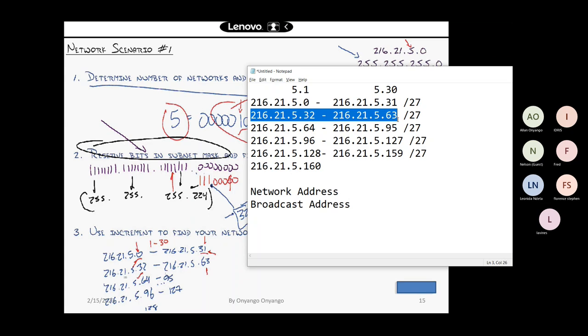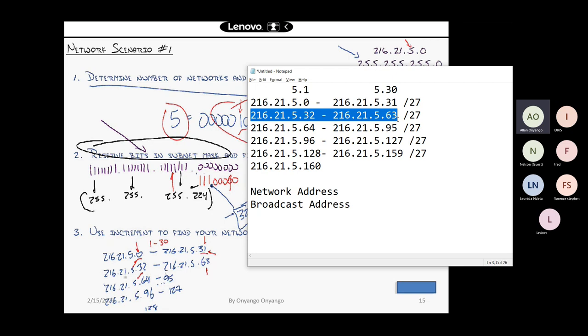32. Very good. Very, very good. What is the broadcast address in the second range? Someone? Broadcast address? 63. Very good. What is the first usable address in the second range? First usable, guys, please don't fear. 33, very good.